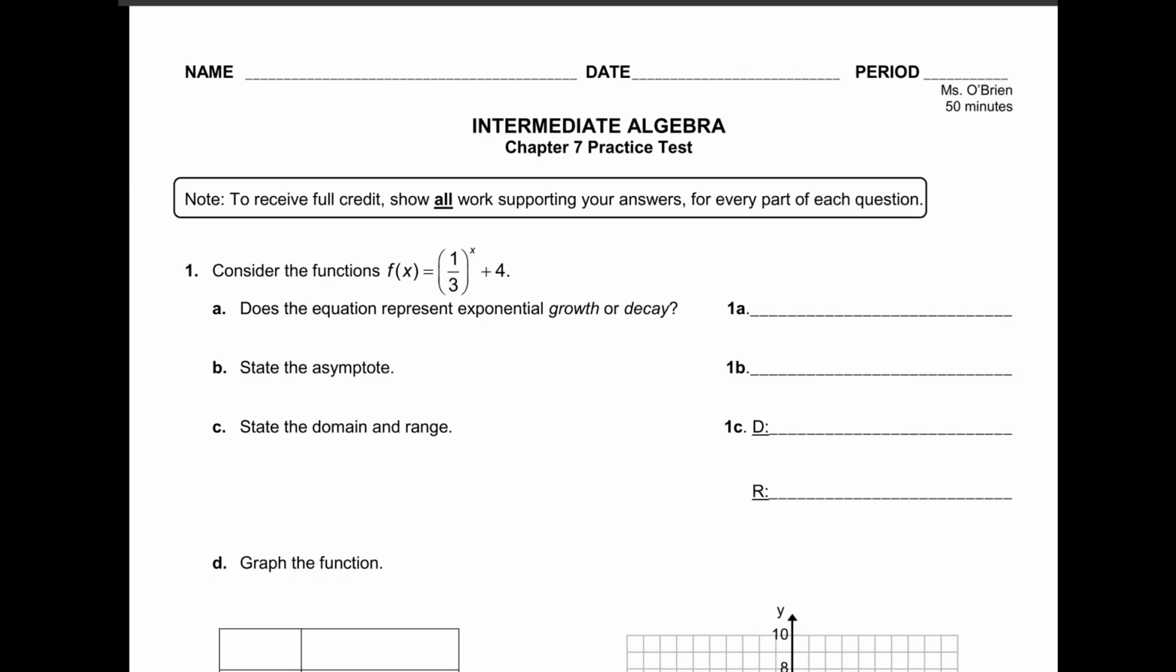Okay, so I'm going to screencast the solutions to the test. That way, you guys will understand it if you want to watch it later.